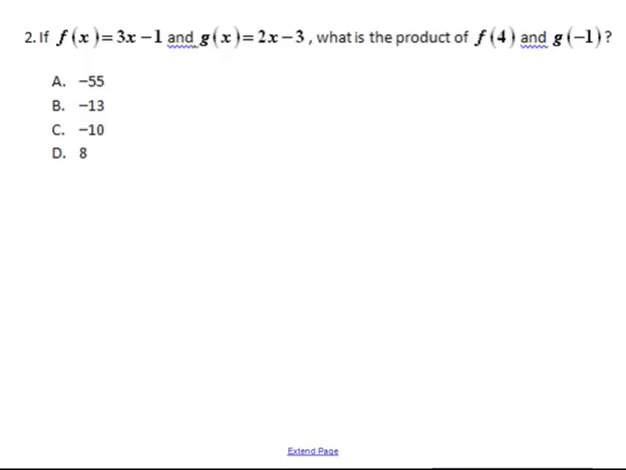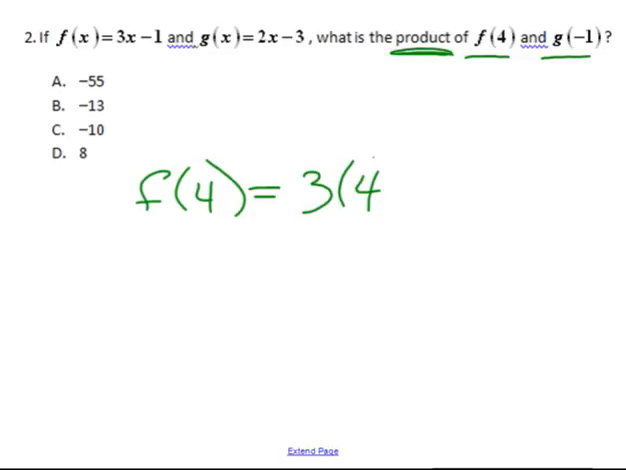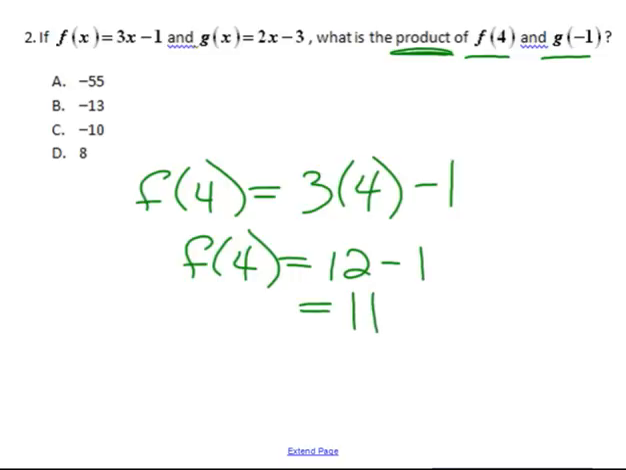Product. Product means multiply. We want f of 4, and we need to figure out what that is. We need g of negative 1, have to figure out what that is. Then we want the product of those two answers. First thing we need is f of 4. So we have 3 times 4 minus 1. So f of 4 is equal to 12 minus 1, or 11.